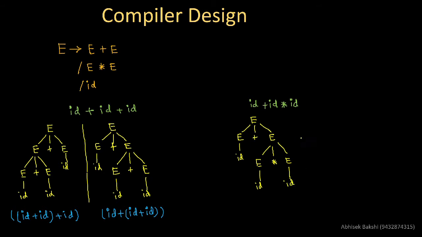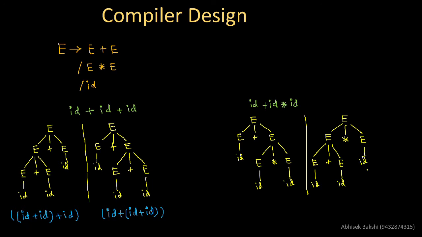This is one side. On another side, we have E. We can have another way of drawing the parse tree of E to E, id plus id star id, that is I will start with star, and on this side I will expand the left side, and this can be some id, this can be some id, and this can be some id.